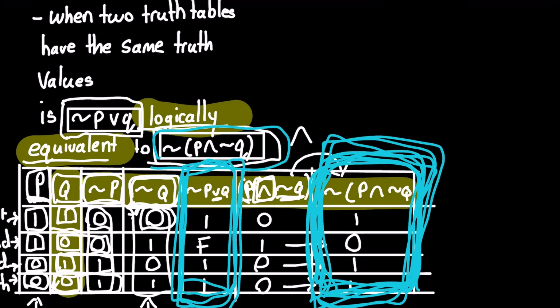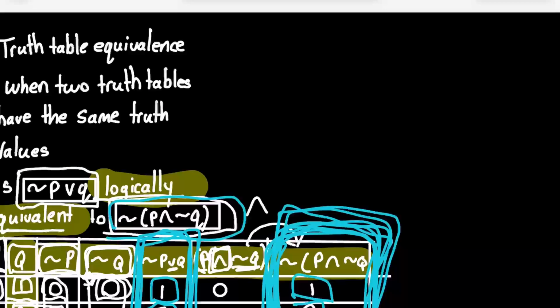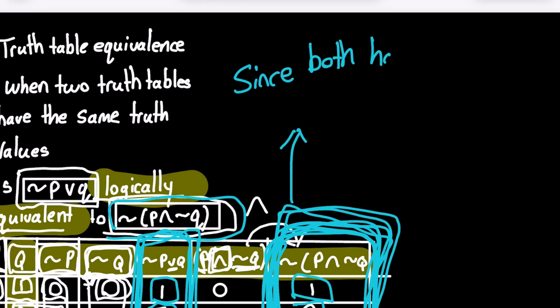So let's look at this. In the first row of negation of P or Q, we have 1, and that matches the first row of negation of P and negation of Q. And if we just keep comparing each of these rows, we have false and 0, same thing, 1 and 1, and then we have 1 and 1 at the bottom. So since both have the same truth values, they're logically equivalent.